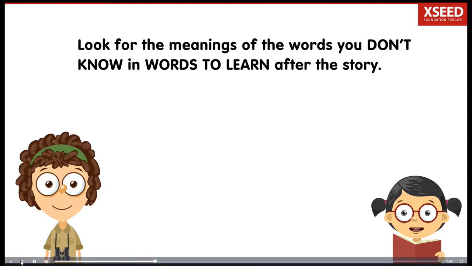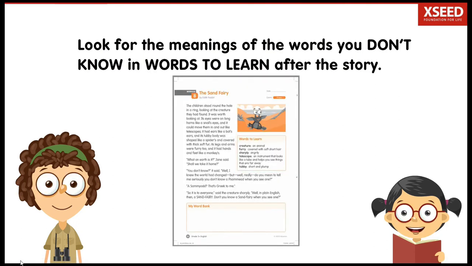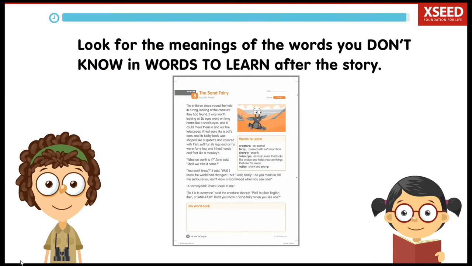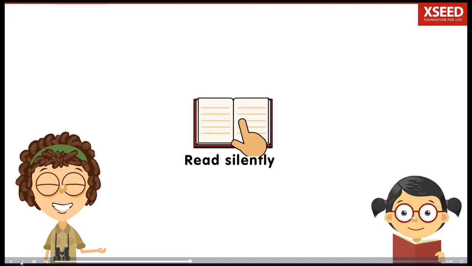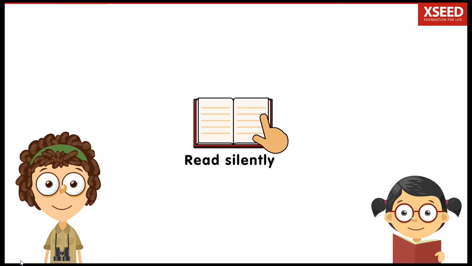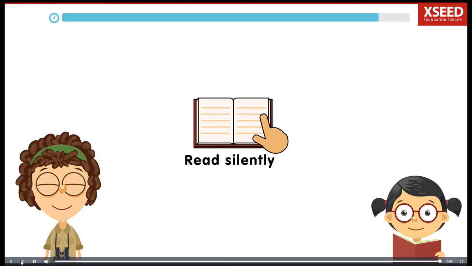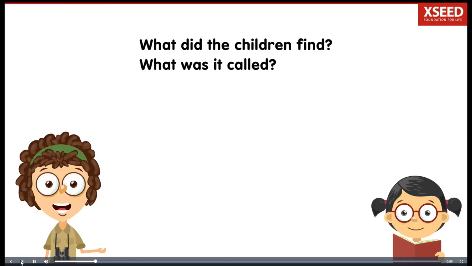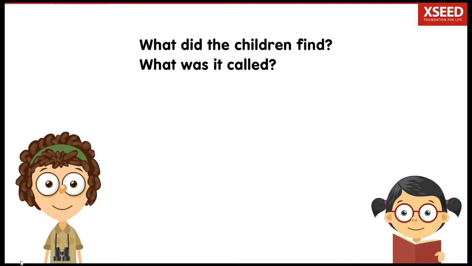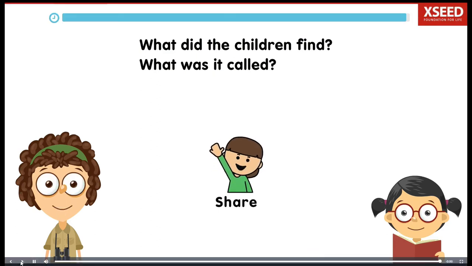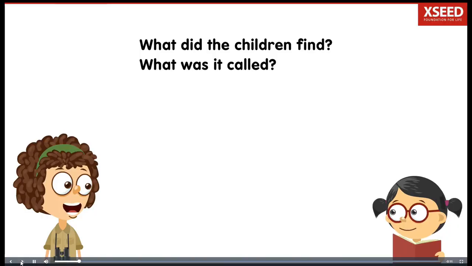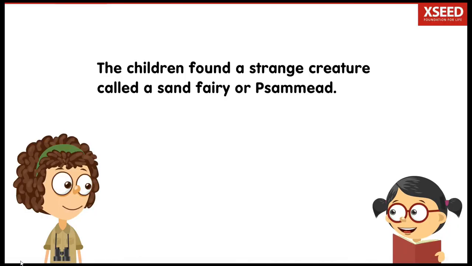Now, let's look for these words in the Words to Learn after the story. Let's now read the text silently again and think about it. What did the children find? What was it called? Let's share with everyone. Lisa, what do you think? The children found a strange creature called a sand fairy or Psammead.